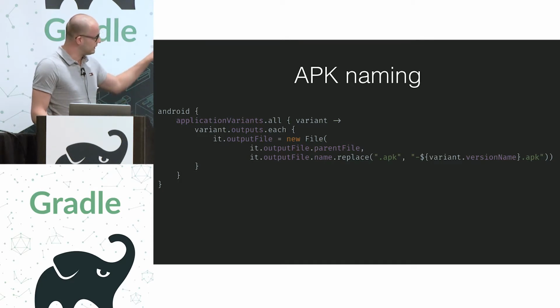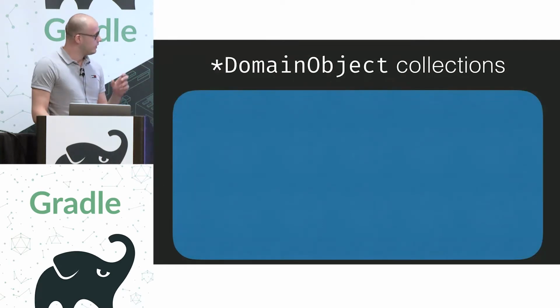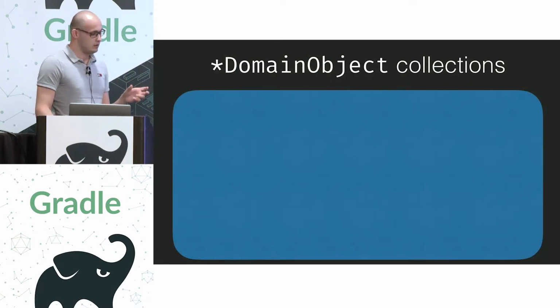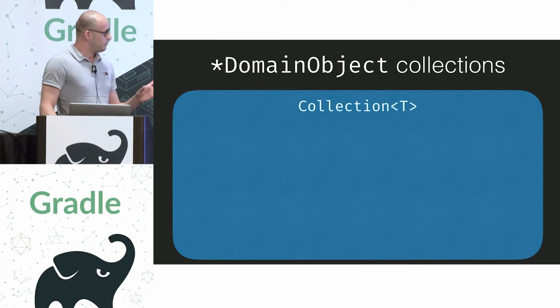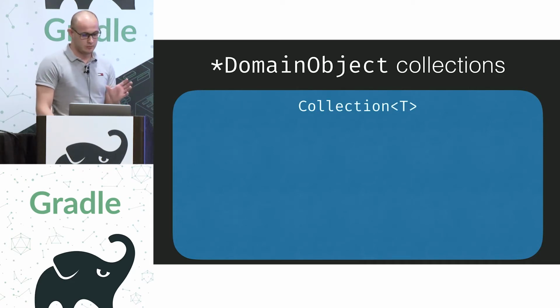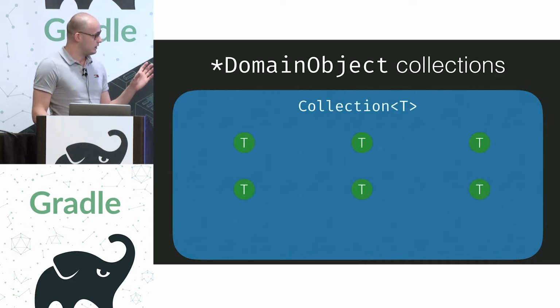So in order to understand exactly what's going on here, we need to dive into yet another Gradle API, and these are domain object collections. So let's build them from the ground up. First up, we have collection. And this is just a normal, regular Java collection that contains objects of type T.